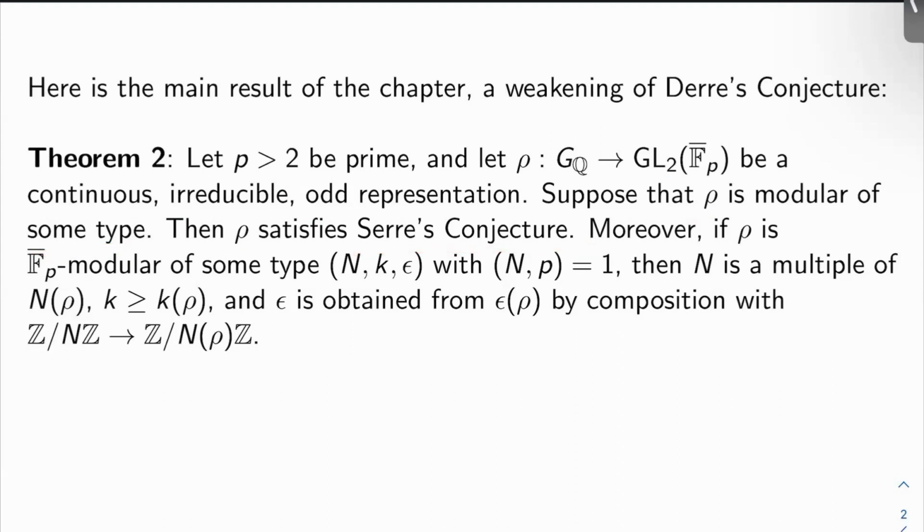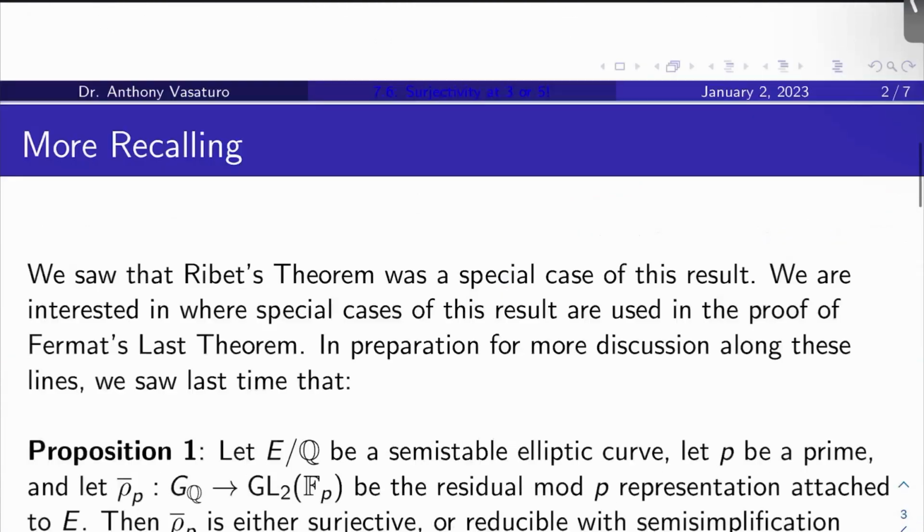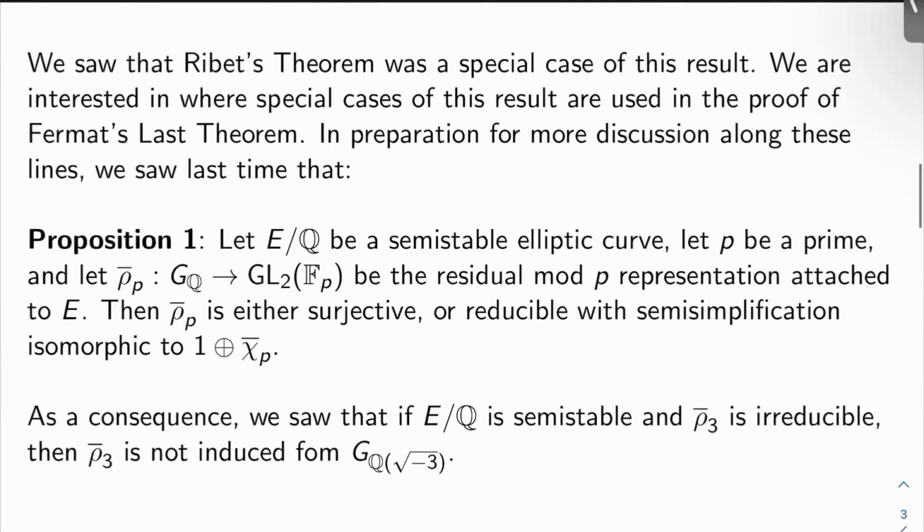Moreover, if rho is F_p bar modular of some type (N, k, epsilon) and N and p are coprime, then N is a multiple of Serre's N, k is at least Serre's k, and epsilon is obtained from Serre's epsilon by composition with the natural map from (Z/NZ)^* to (Z/nZ)^*. Okay, so we saw in a previous video that Ribet's theorem was a special case of this.